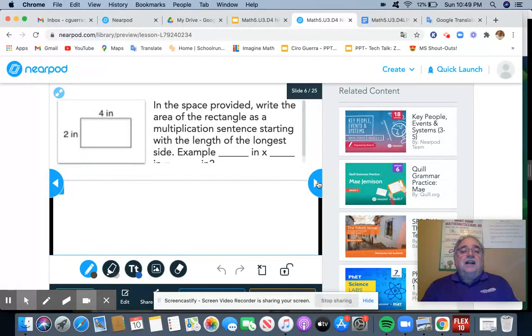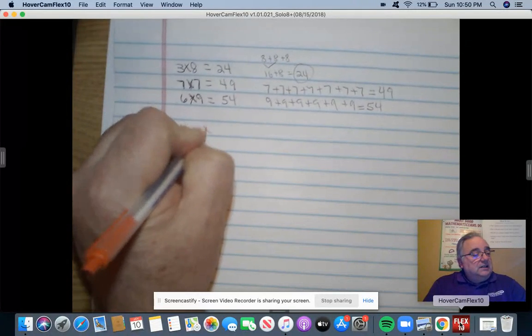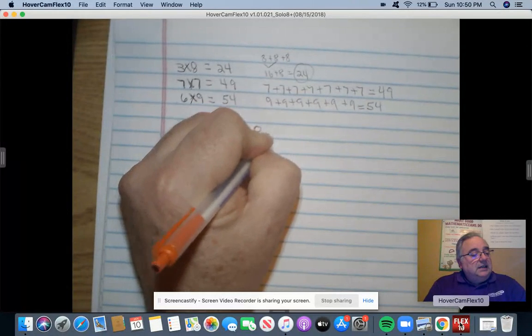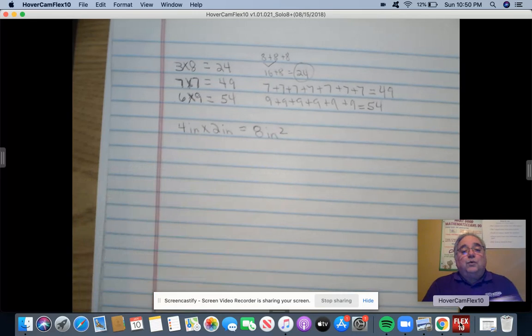So next one it asks you to fill in the space provided, write the area of the rectangle as a multiplication sentence starting with the longest side. So I'm going to do this first one. The longest side is, and I ask you to write it in a multiplication sentence, and I gave you an example. So it is 4 inches times 2 inches equals 8 inches squared. Because you have 2 inches there, you're going to square it.